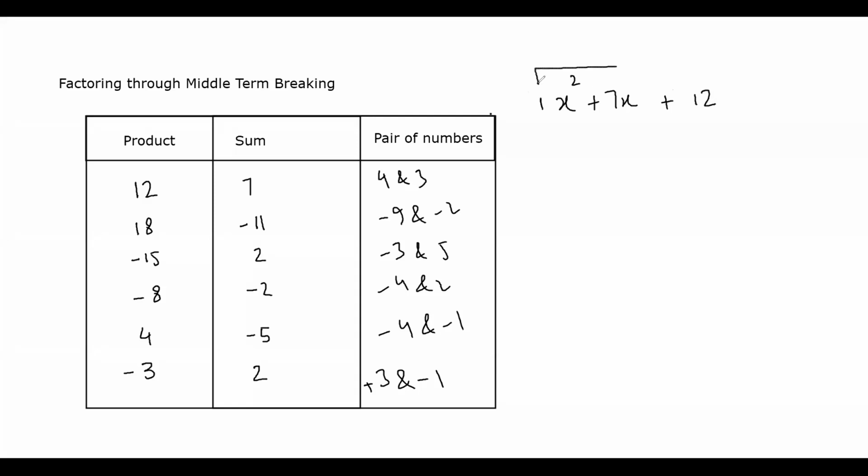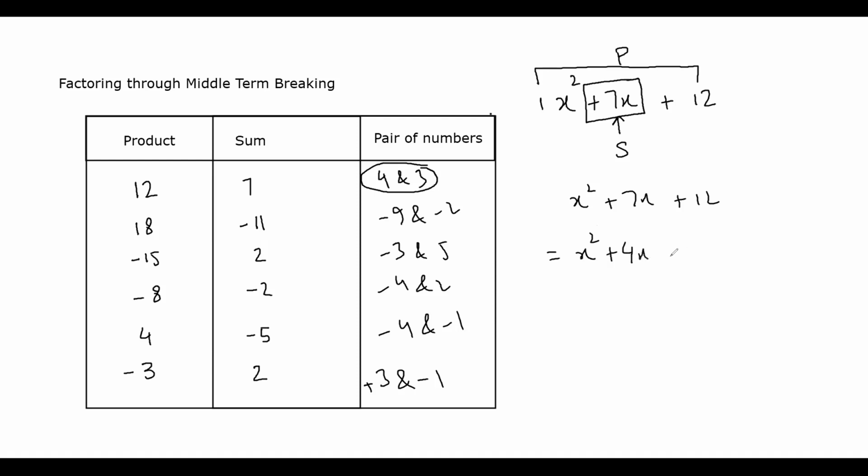Now you multiply these two, you get 12. Now this is the product. And you have to look at the coefficient of x, that is going to be the sum. So we have to break up this 7x into two terms so that the sum of these coefficients remains 7, but the product has to be 12. So by using your working, this is 4 and 3. So x squared plus 7x plus 12 is written as x squared plus 4x plus 3x plus 12.